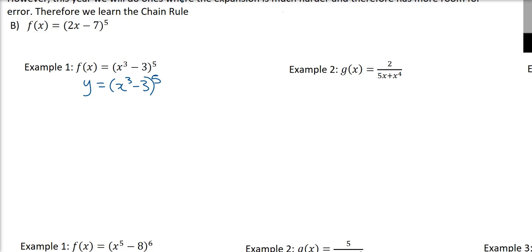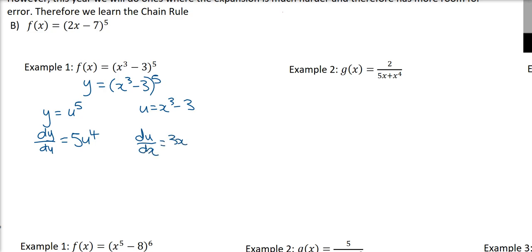Make u equal x cubed minus 3. I'm going to say u is equal to x cubed minus 3. So that makes y equal to u to the power of 5. You happy with that? Yeah. So let's go: dy by du is equal to 5u to the 4. du by dx is equal to 3x squared.